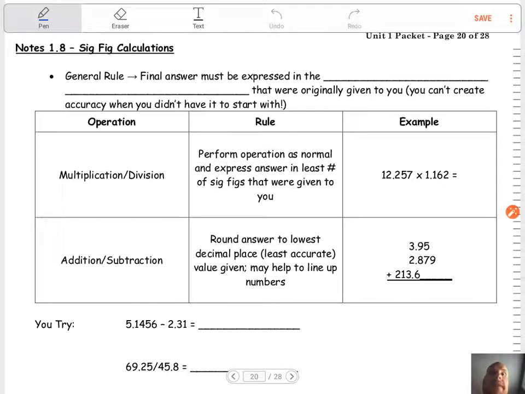So again, if you have not mastered counting Sig Figs, pause this video, go and do extra practice, ask questions of your partners and me as well to make sure you really master that piece first before moving on to this. General rule of thumb here is that the final answer must be expressed in the lowest amount of Sig Figs that were originally given to you. So you're looking back to the original number. That's the key. Okay, look at the original number.